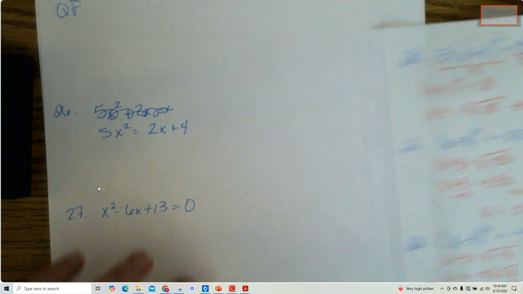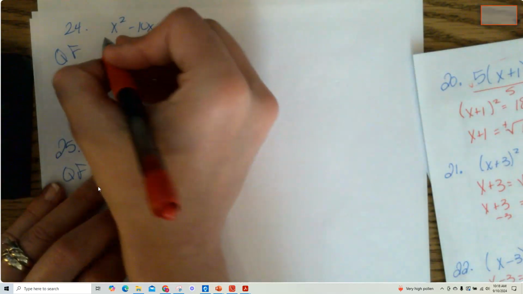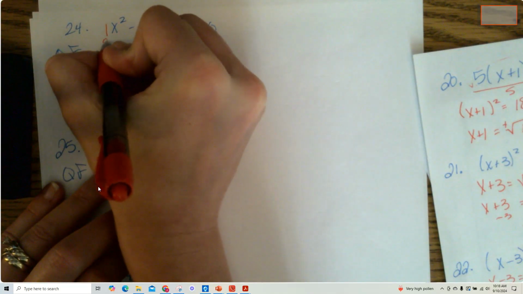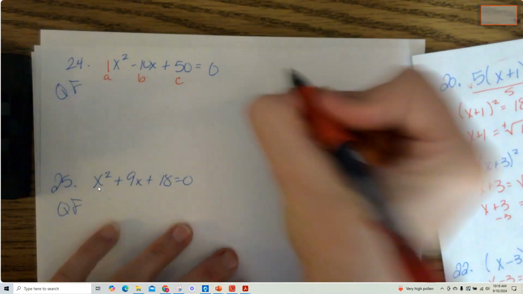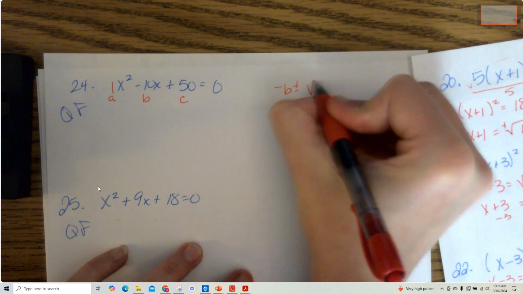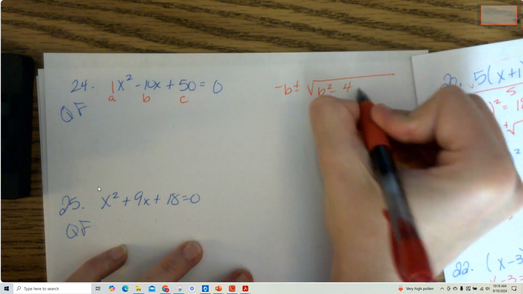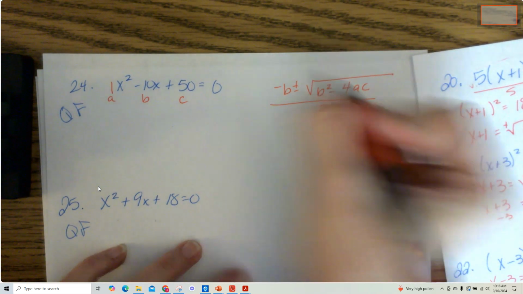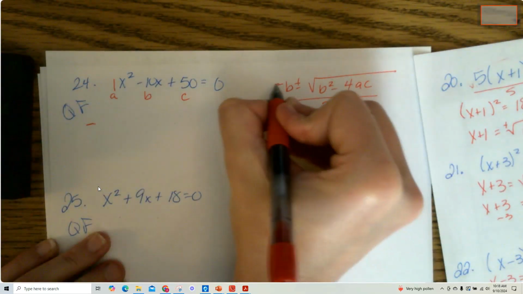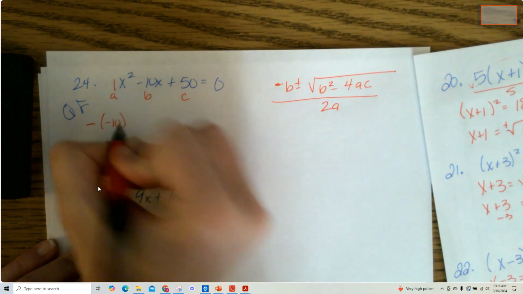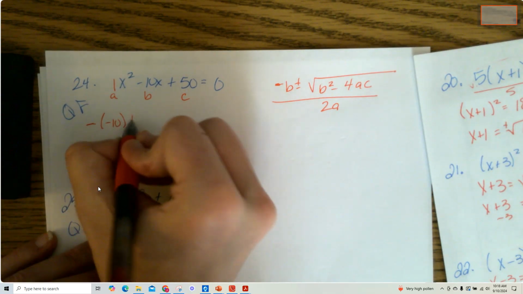Okay, 24's quadratic formula. So A is a 1, B is a negative 10, C is a 50. So negative B plus or minus the square root of B squared minus 4AC over 2A. So when I put that negative 10 in there, this negative sticks around. Don't drop that negative sign.